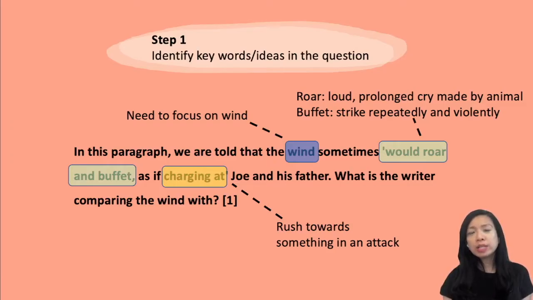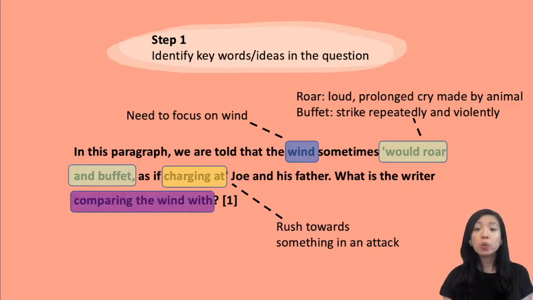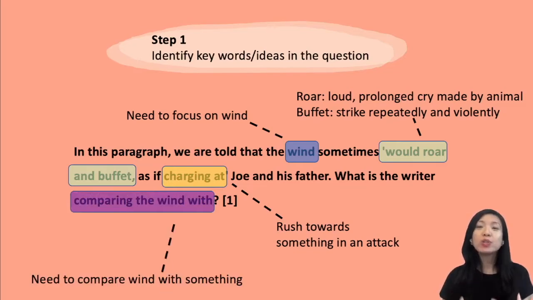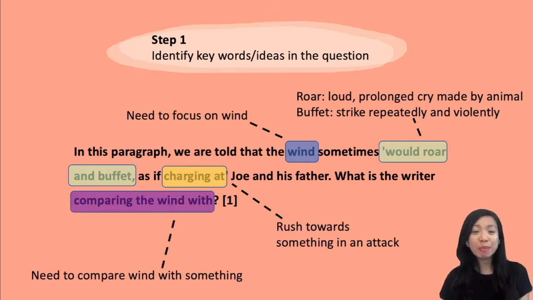Now, the final keywords that I would highlight in this question are comparing the wind with. Why? Because we need to compare the wind with something. As I mentioned before, the very first keyword that I've highlighted is wind, right? So I need to decide what am I going to be comparing the wind with. So now that we have identified all the keywords, we are going on to step 2.